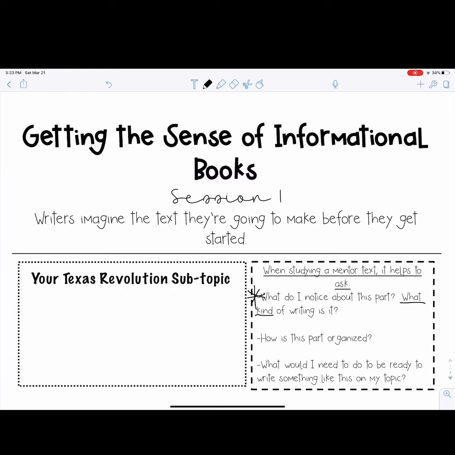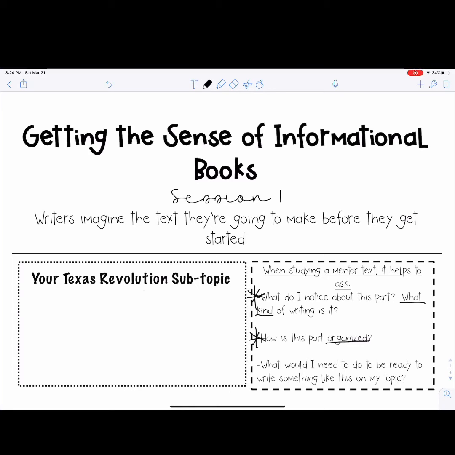The next thing that we're going to look at is, how is this part organized? Now, the word organized. I want you to think back to the checklists that we've used this year. All of them have a section that says organization. This is talking about how the author has decided to organize their writing into paragraphs. So you're going to be asking yourself, what do you think the author's reason was behind organizing their writing into paragraphs?